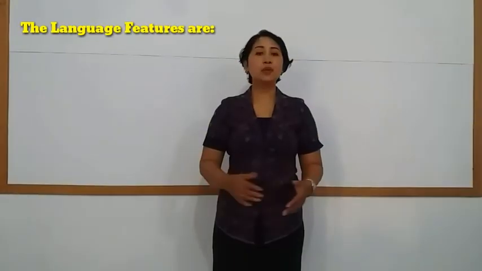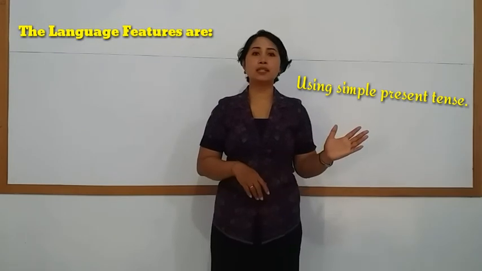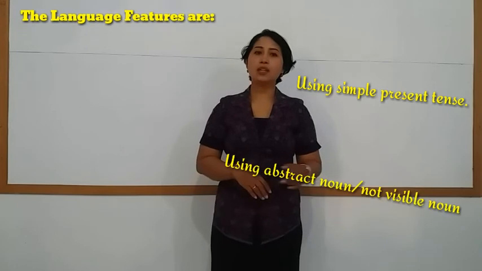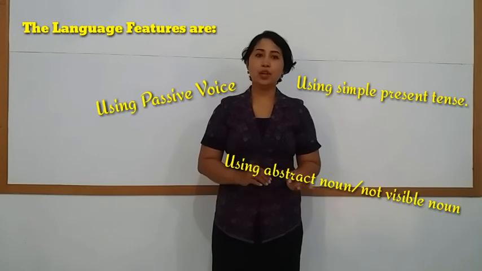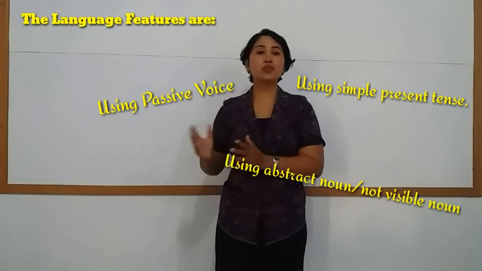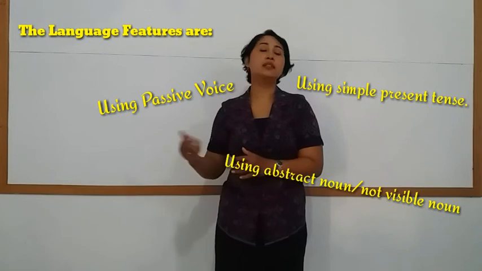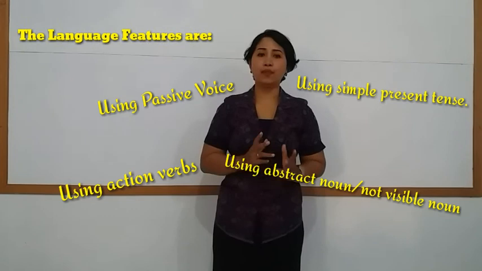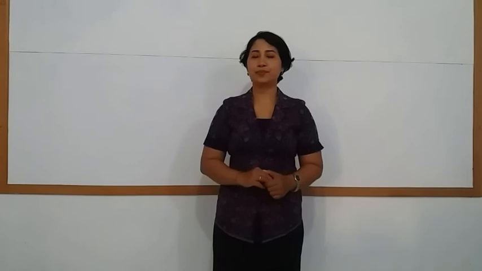In class, the language features of this text are, first, using simple present tense because this text tells about facts. Second, using abstract nouns or non-physical nouns. Third, using passive voice. Why? Because the purpose is to stress the focus on the process of the phenomena rather than its subject. Next, using action verbs. This verb is to explain the action that is included in the process.